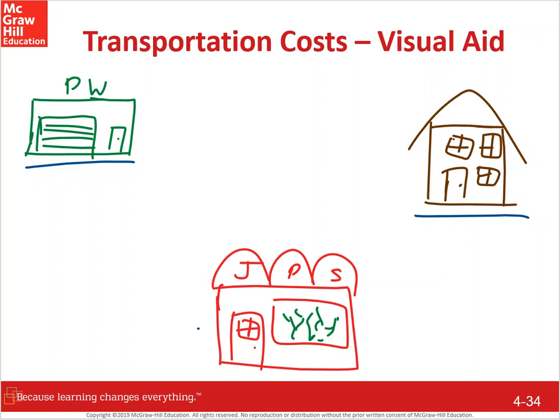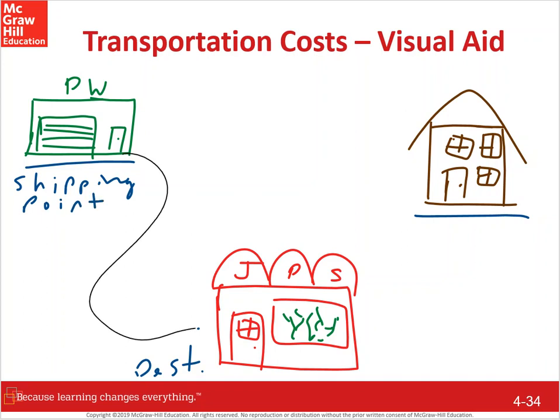So question one, who am I? Am I the shipping point or the destination? Well, I'm buying stuff that Plant Warehouse is going to ship to me. So we are the destination down here. So I'm going to write destination. And Plant Warehouse is the shipping point. So they're going to ship stuff to us, and it's going to go from Plant Warehouse all the way over here to June's plant shop.